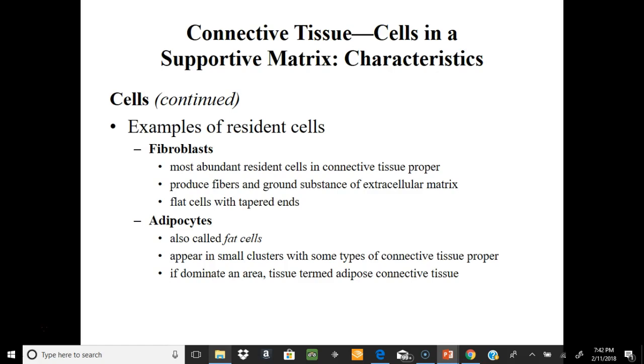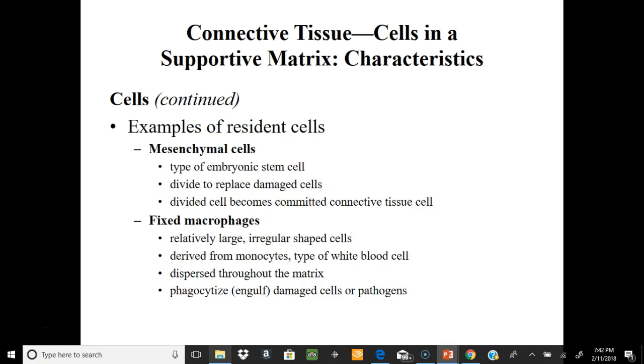So examples of resident cells. Fibroblasts are resident cells that produce protein fibers. They also produce a lot of the ground substance associated with the extracellular matrix. Adipocytes, which are fat cells, are connective tissue cells that are found in adipose connective tissue, as well as a lot of other connective tissues. Mesenchymal cells are your embryonic stem cells that make all of your connective tissues. So these are the stem cells that will divide and produce new connective tissue cells when needed.